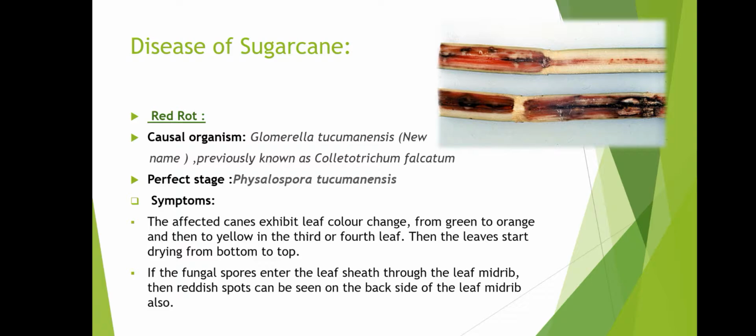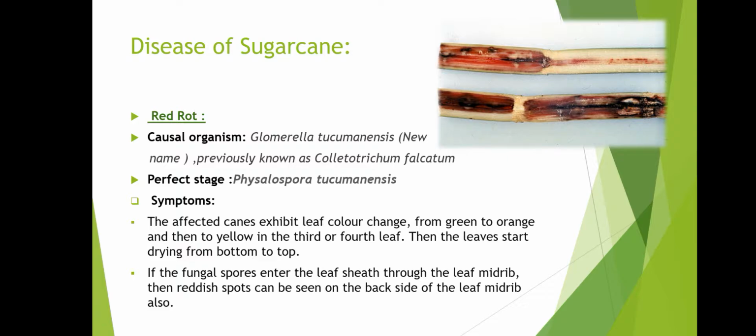Hello everyone. Today I am going to talk about the sugarcane red rot disease, which is a very severe disease for sugarcane in India. The causal organism of this disease is Glomerella tucumanensis, a fungus that was previously known as Colletotrichum falcatum. The perfect stage of this fungus is Physalospora tucumanensis, and now we come to the symptoms of this disease.